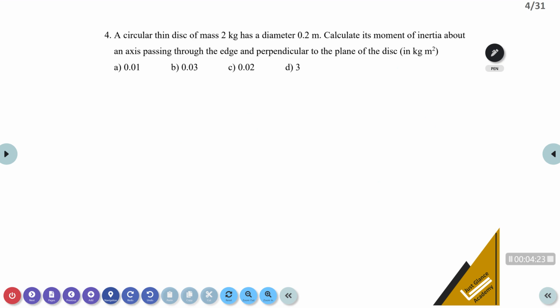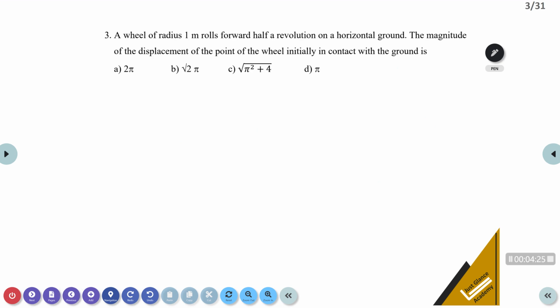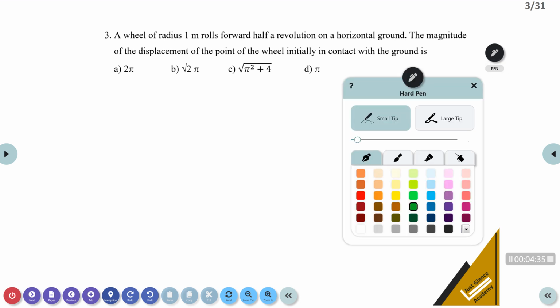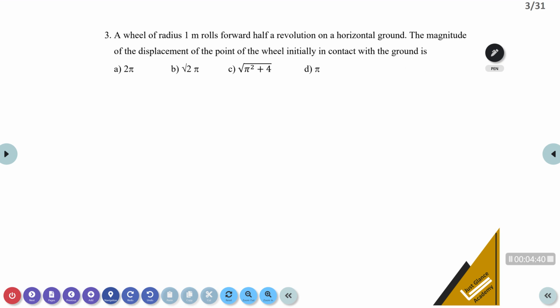Next. A wheel of radius 1 meter rolls forward half a revolution on a horizontal ground. The magnitude of the displacement is asked. The same question was already discussed in motion in one dimension. Okay, let us consider this one.